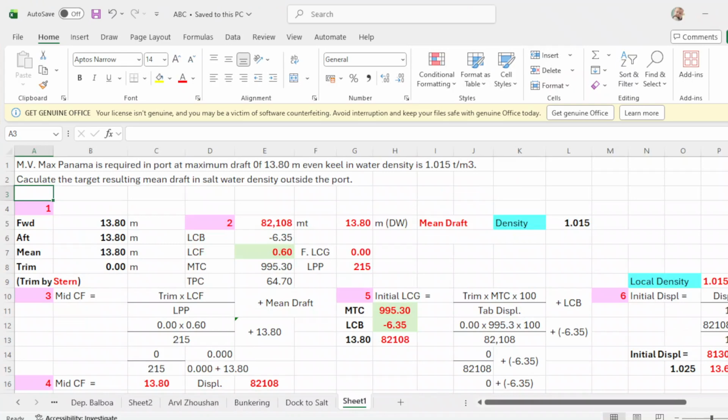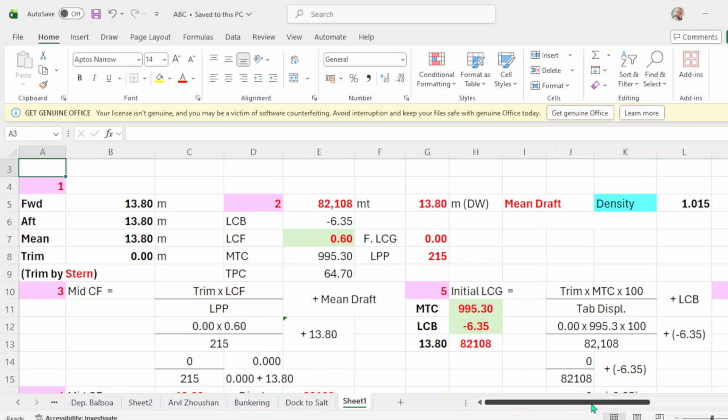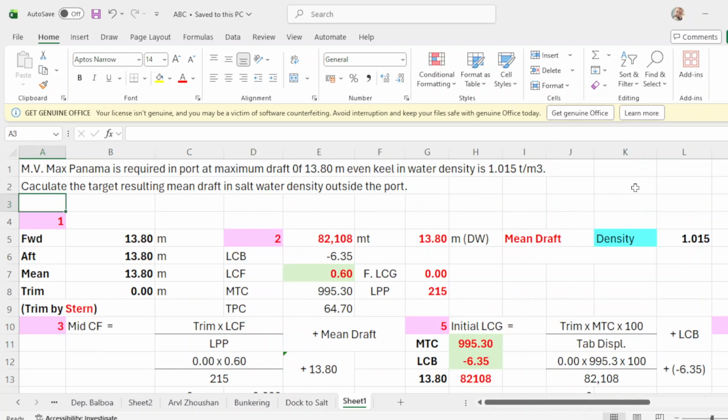Make this a little bigger. Okay. So the MB Max Panama is required to import at a maximum draft of 13.0 even keel in water density of 1.025, meaning he is required to arrive at port at even keel of 13.80 in a density of 1.015. Okay, so that will be his arrival draft at berth.